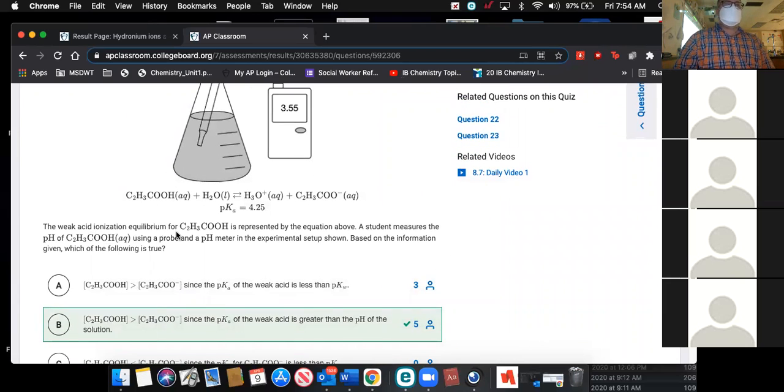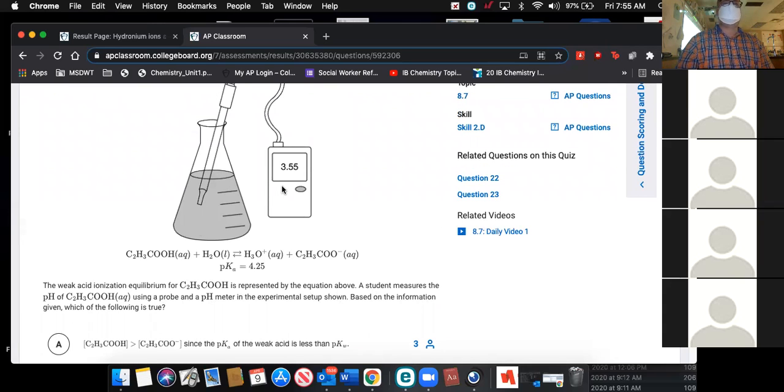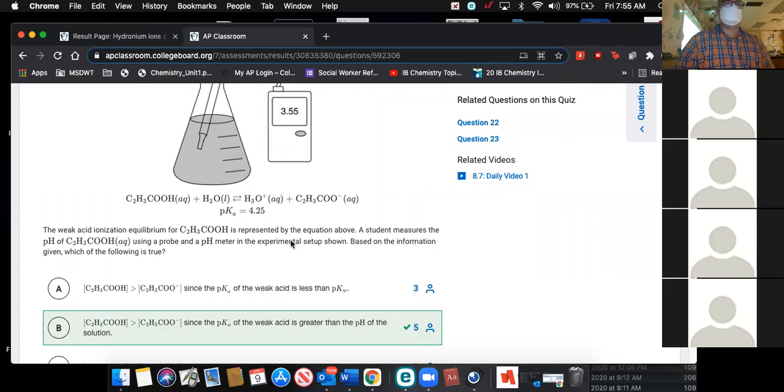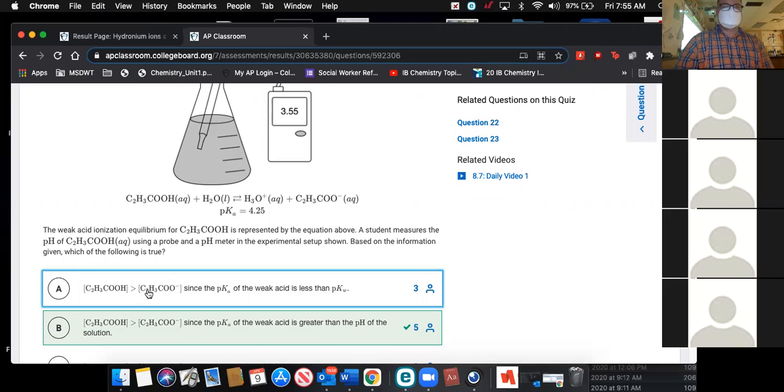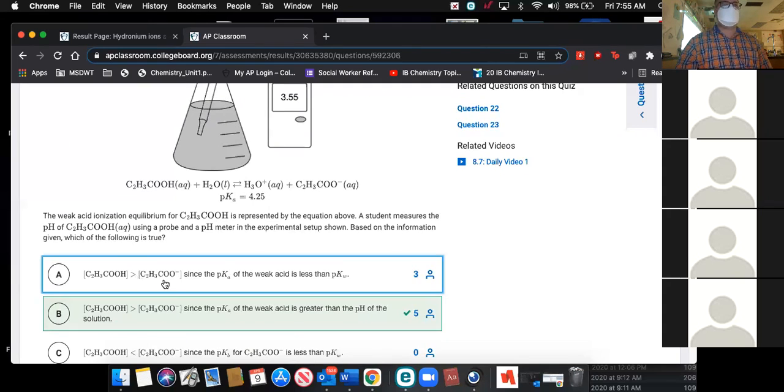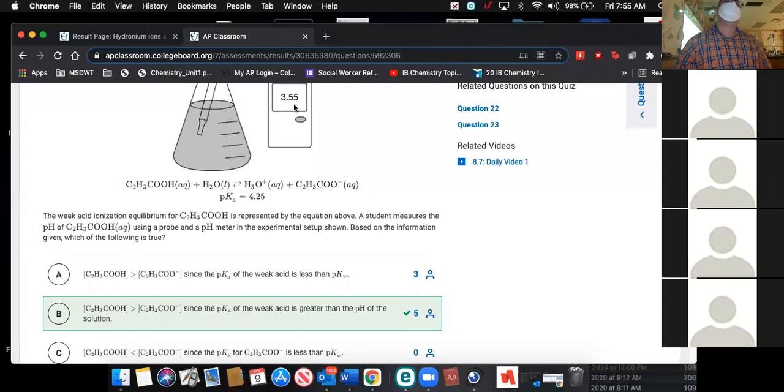The weak acid ionization equilibrium is 3%. A student measures this using a probe pH meter as the experimental setup. Based on the information, which of the following is true? The pKa is 4.25, the pH is 3.55. We are dealing with a weak acid. Okay, so this is one where you have to read all of these. Three people thought this is stronger than this. Would that make sense with the pH being this low?